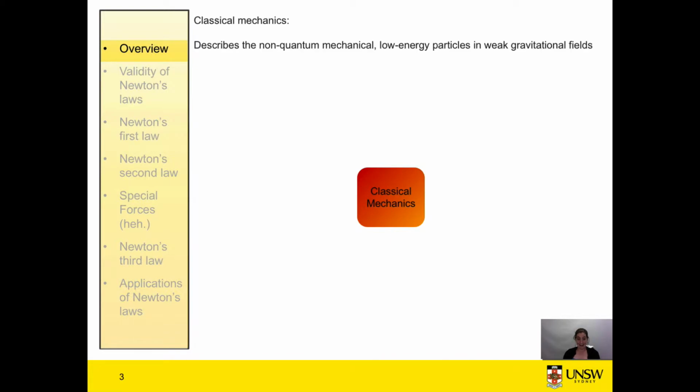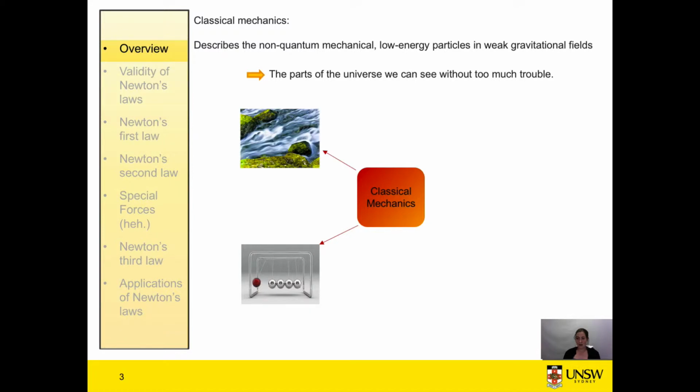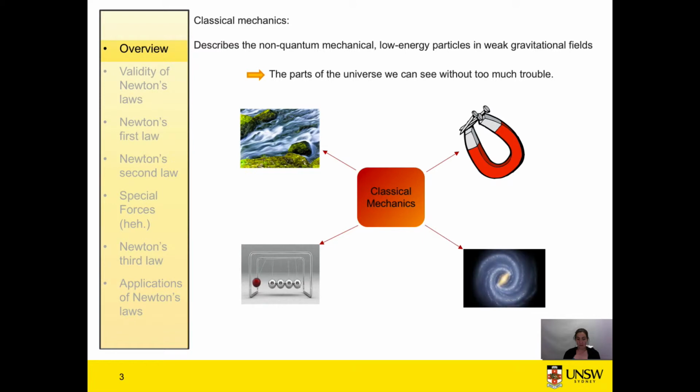But classical mechanics describes, in physical terms, the non-quantum mechanical low-energy particles in weak gravitational fields. What that means really is it describes the parts of the universe that we can see and interact with in general without too much trouble. So the laws set out in classical mechanics allow us to describe everything from basic motion, fluid flows, magnets, electromagnetism, right up to and including the movement and the interaction of stars within galaxies and galaxies in clusters of galaxies. So it's definitely well worth studying.